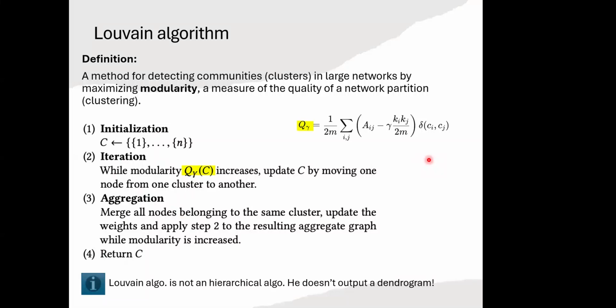And note, the Louvain algorithm is not a hierarchical algorithm. It doesn't produce a dendrogram. We'll learn what a dendrogram is and everything in the next couple of slides after Louvain. But just keep in mind, the Louvain algorithm is not a hierarchical algorithm.